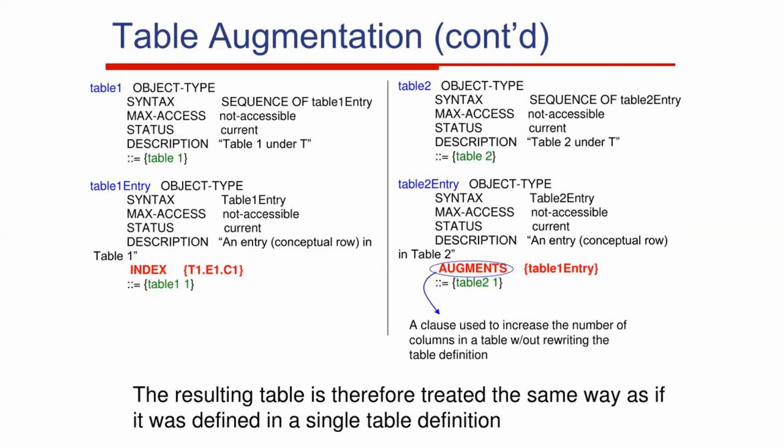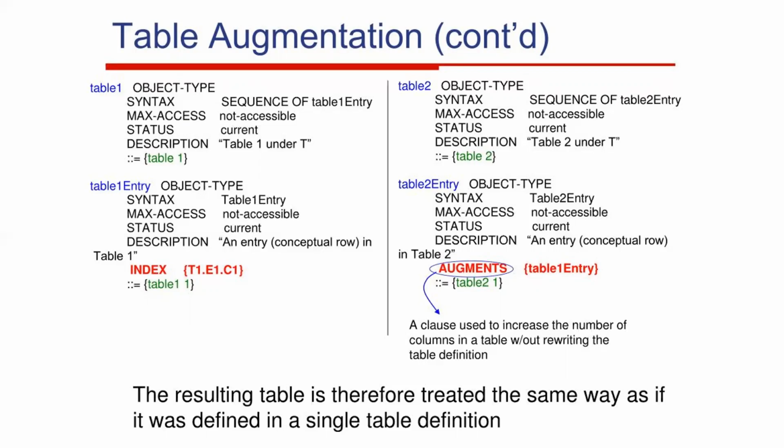Right. In that table augmentation, I am giving one small example here. The resulting table is therefore treated the same way as if it was defined in a single table definition. In table 1 as well as table 2, the values of the columnar objects T2, E2 and C4 in table 2 correspond to the index T1, E1, C1 in table 1. Let's see. This is called the base table, and table 2, the second one, is nothing but the augmented table. That's why it's called table augmentation.